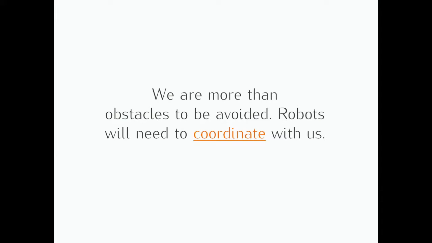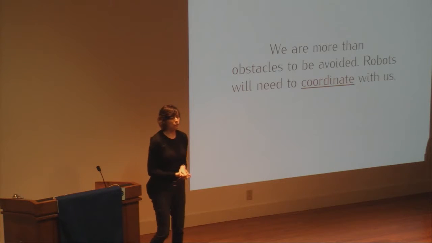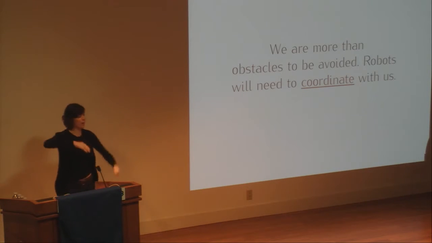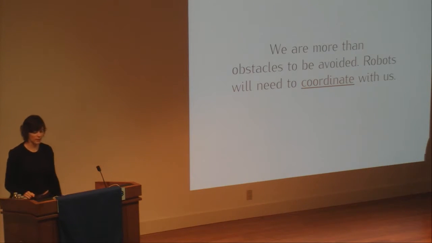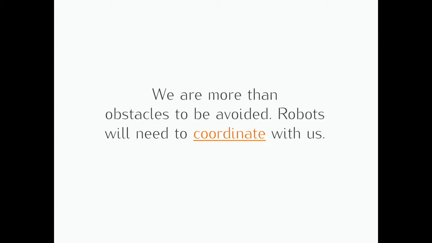So the bottom line, and the idea that we're using in my lab, is to say that we're not just obstacles that robots need to avoid. If robots are really going to be useful and out in the world, and the world has real people, they'll need to actually coordinate with us. And that raises the bar for the kind of autonomous behavior we'll see. So here are a few examples of the sort of things that we're thinking about.